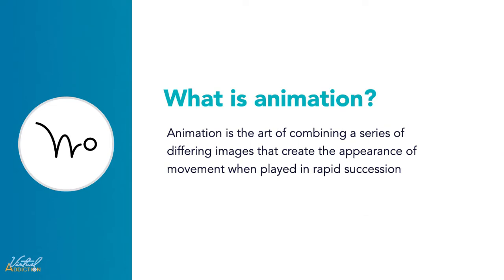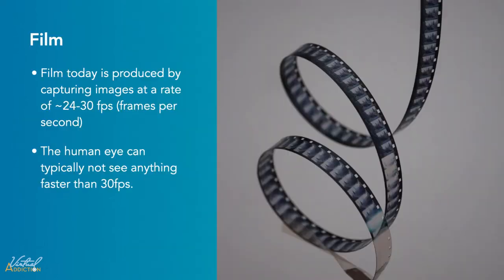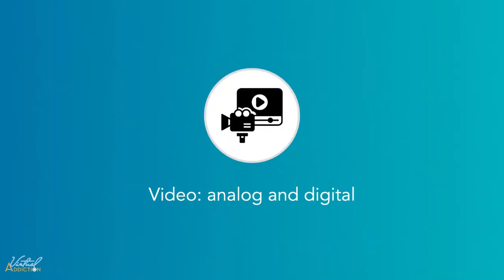So a good summary of what animation is that it's the art of combining a series of differing images that create the appearance of movement when played back in rapid succession. The early experiments and innovations led to creating video with film and today digitally. Film today is produced by capturing images at a rate of 24 to 30 frames per second. Although there are cameras that can capture more images per second, the human eye cannot typically see anything faster than 30 frames per second.